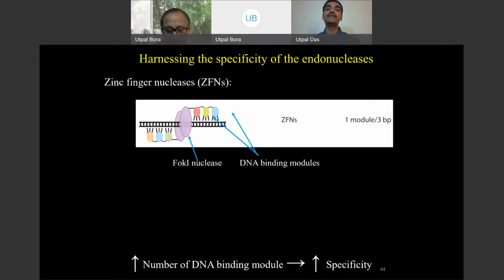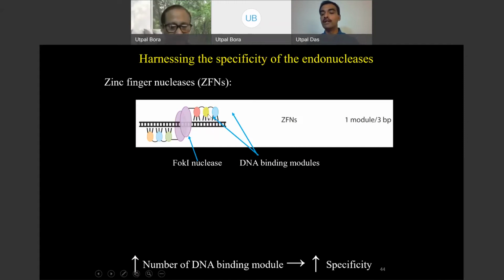So how to increase the specificity of the endonucleases? I think previous speakers have described how to increase specificity. If we just look at the mechanism, let's say the zinc finger nucleases. What they do, those nucleases are basically targeted to a genomic site by zinc finger motifs, right? Those modules, small modules.